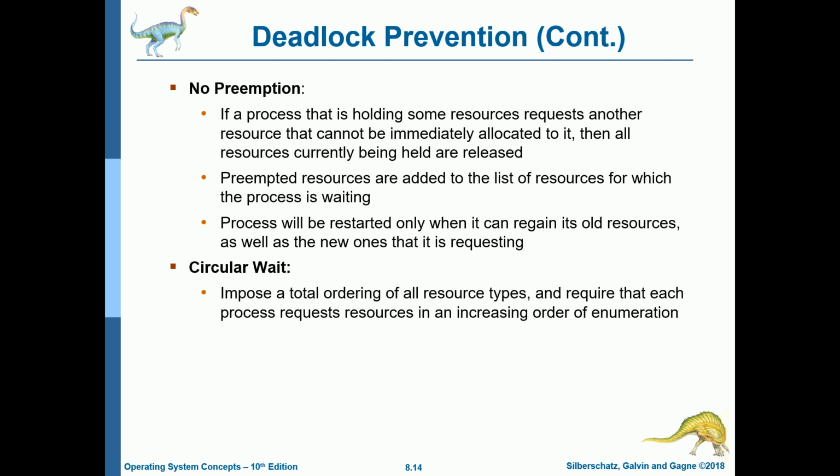An alternative protocol: if a thread requests some resources, we first check whether they are available. If they are, we allocate them. If they are not, we check whether they are allocated to some other thread that is waiting for additional resources. If so, we preempt the desired resources from the waiting thread and allocate them to the requesting thread. If the resources are neither available nor held by a waiting thread, the requesting thread must wait. While it is waiting, some of its resources may be preempted, but only if another thread requests them. A thread can only be restarted when it is allocated the new resources that it's requesting and recovers any resources that were preempted while it was waiting.